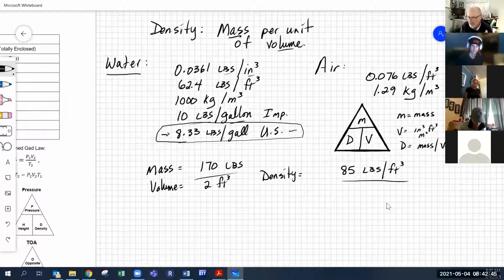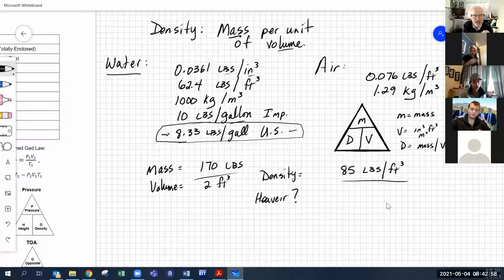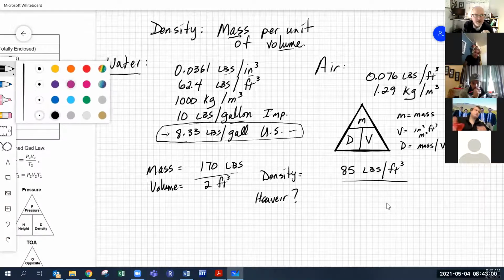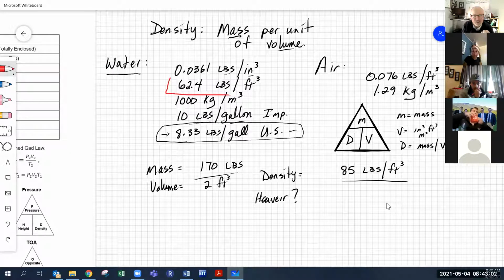Now, let me just ask you this. Am I heavier than water? Just shout it out. Yes. Yes, look at how heavy water is over here. I'm going to just kind of circle this. You see that? 62.4 pounds. I am actually heavier than water.